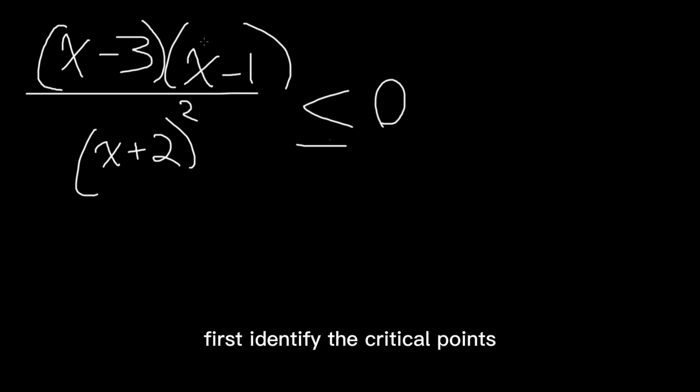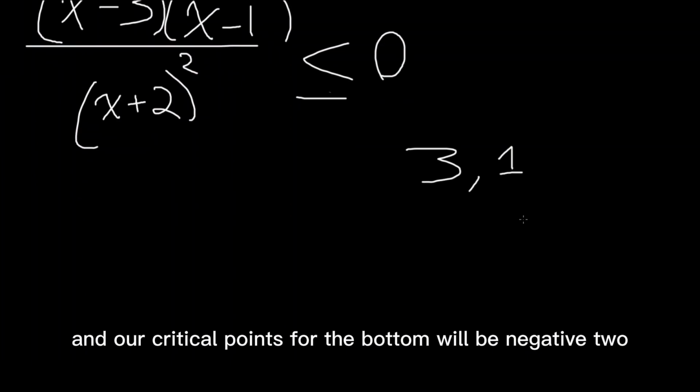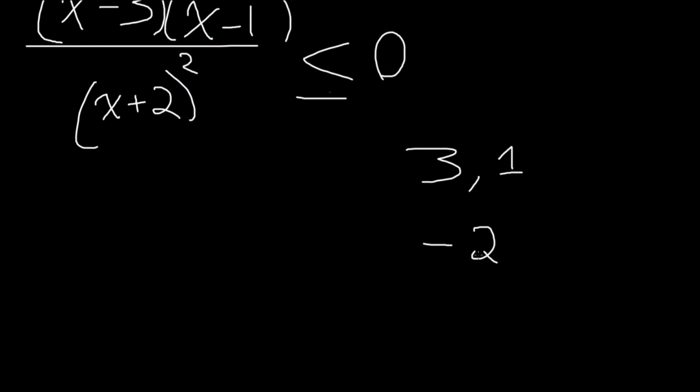First, identify the critical points. So this is actually factored for us. So our critical points for the top will be 3 and 1. And our critical point for the bottom will be negative 2. So we'll just highlight that.